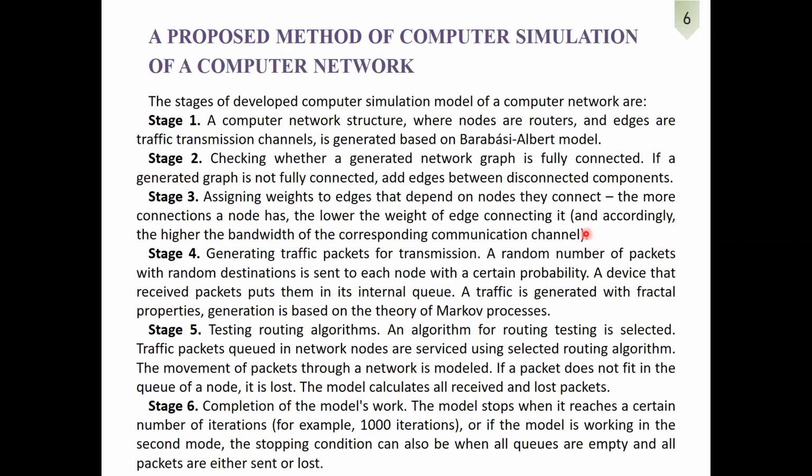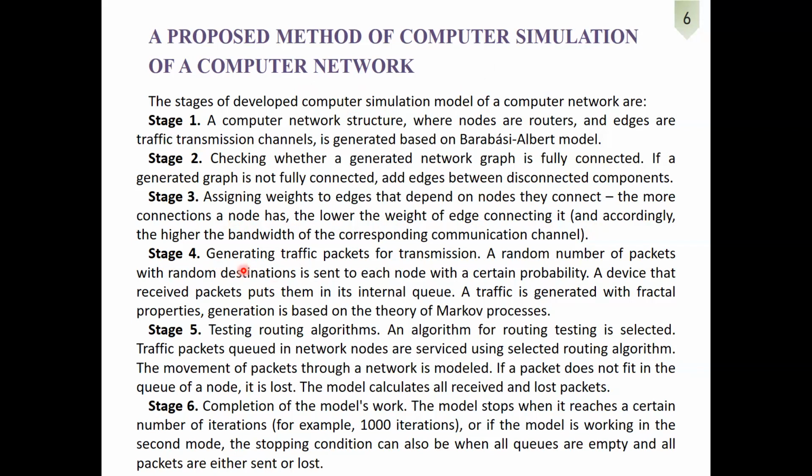To implement such a method, we simulate a computer network. The stages of simulation of such a network are the following. Stage 1, we simulate a network based on the well-known Barabasi-Albert model, and check whether the generated network is fully connected. If not, connect all unconnected components. Stage 3, assigning weights to edges that depend on node connections. The more connections a node has, the lower the weight of the edge connected to it.